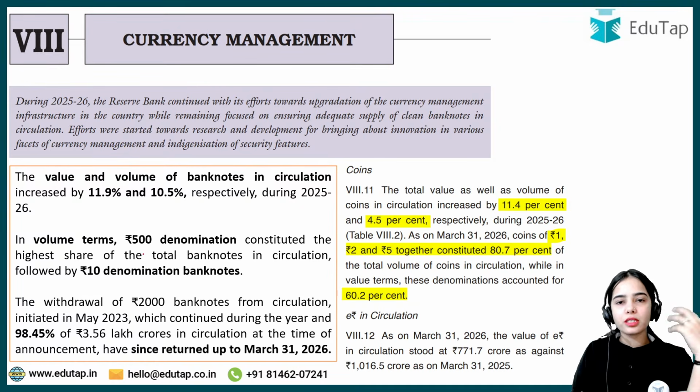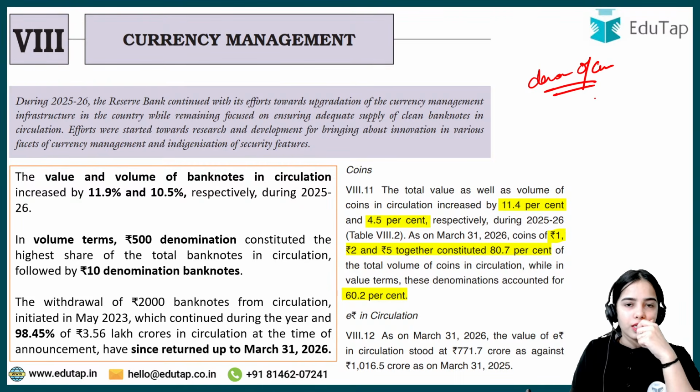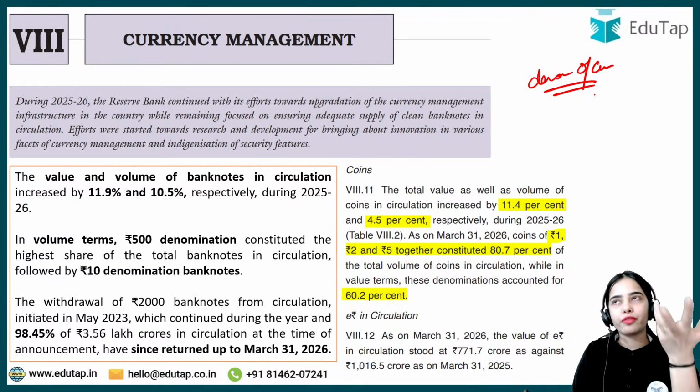Next, what is the highest currency in circulation in terms of volume? What is the highest denomination of currency that is in circulation? Is it 100 rupees, 10 rupees, 20, 50? So it is 500. Okay?